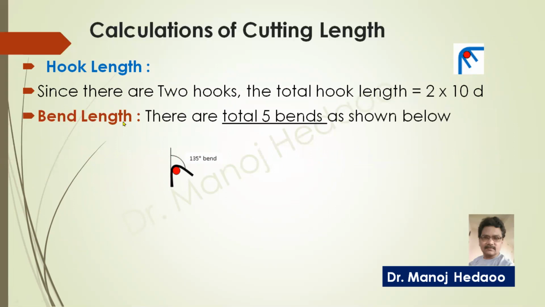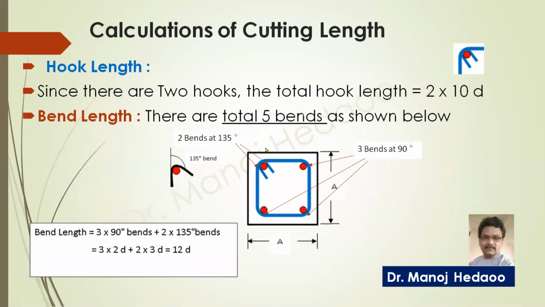Now bend length. Friends, this is very important, how to calculate bend length. There are a total of 5 bends as shown below. Here you can see this square column with stirrups. 4 longitudinal bars are there. For these stirrups, these three bends are at 90 degree. Whereas for the hook, there are two hooks, and they are at 135 degree. So when we make a hook, the angle of bending is 135 degree.